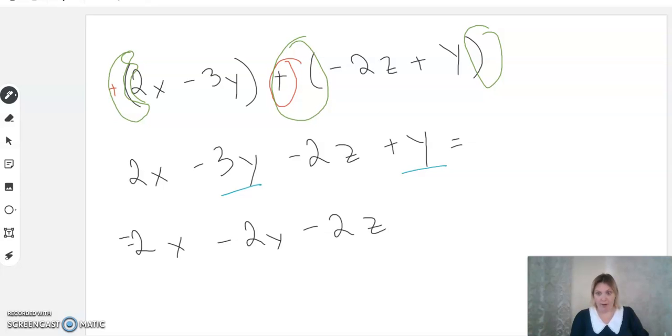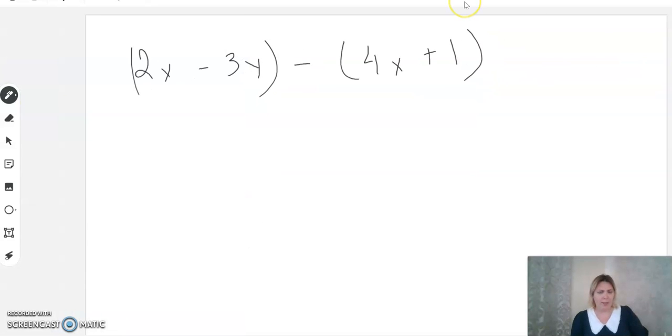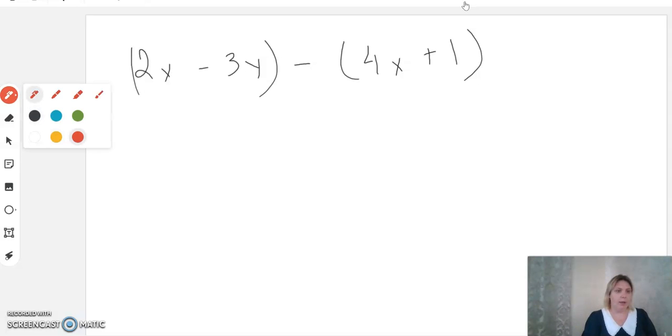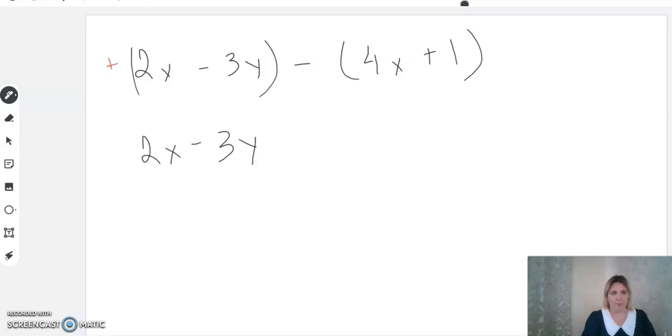What if you don't have a plus? You know, the other 50%. Well, let's take a look. Here's an example, right? So I've got 2x minus 3y in one set of parentheses, minus, in parentheses, 4x plus 1. What do? Well, this one is easy, right? This one doesn't have a sign in front, so this is a plus. So I can just leave this one as is, 2x minus 3y, right? Had a plus in front. But this one has a minus, so what do?